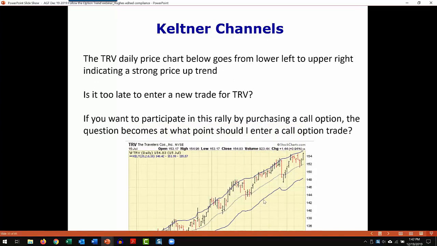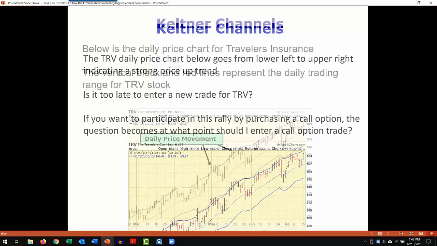Now in this chart you can see the price moves from lower left to upper right, and if you want to participate in this trend, if you don't own Traveler stock or Traveler's call option, when it's in a strong price uptrend like this, is it too late to enter this trade? So if you want to participate in this rally by purchasing a call option, the question becomes, at what point should I enter a call option trade? Because you can see it's already been in a very strong price uptrend.